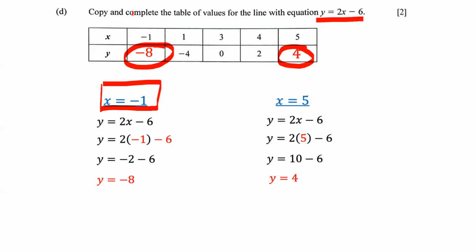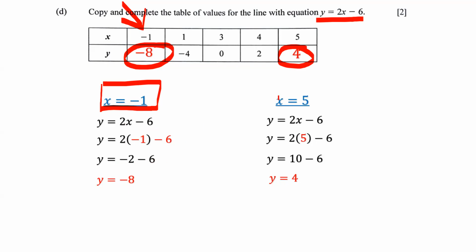So what we do have is that x is equal to negative 1. That's this part right there. What we're going to do is take that negative 1 and substitute it into our equation. So wherever we see x, we're going to put negative 1. So we have 2x minus 6. Instead of x, we put negative 1. So 2 times negative 1 minus 6. 2 times negative 1 is negative 2, minus 6, is going to be negative 8. So y is equal to negative 8.